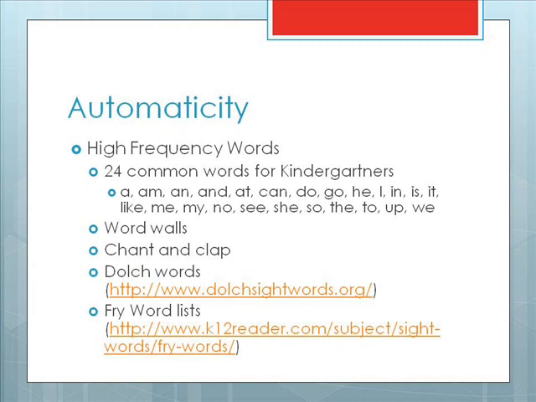These words are part of 100 high-frequency words, which account for more than half of the words people read and write. For a list of these high-frequency words, you can visit either the Dolch Words website or the Fry Words List website, listed at the bottom of the screen. These two websites list the high-frequency words by grade level.